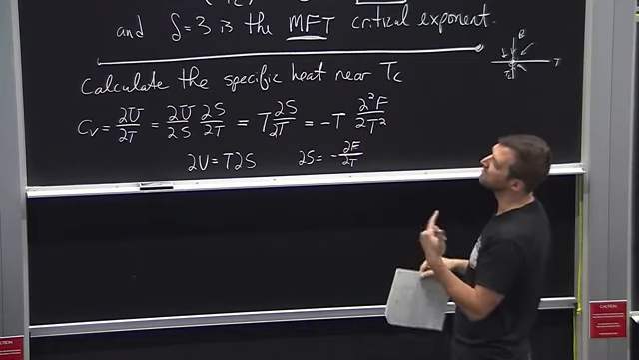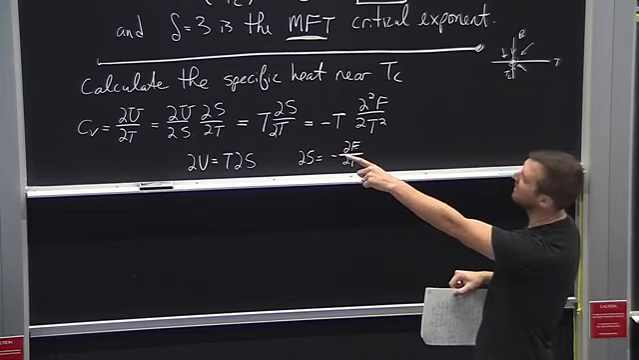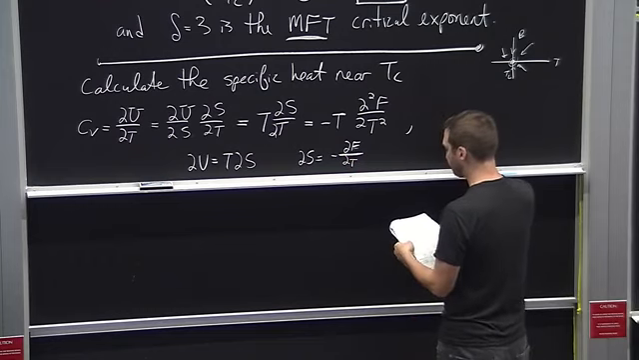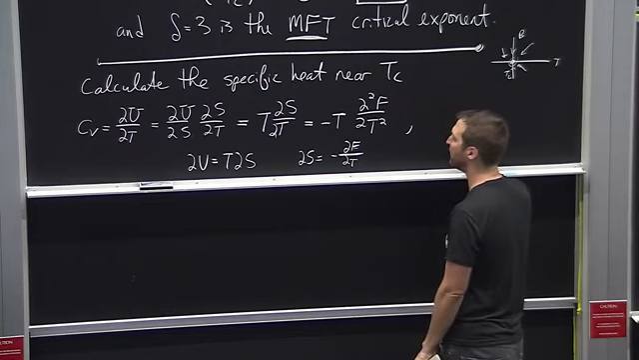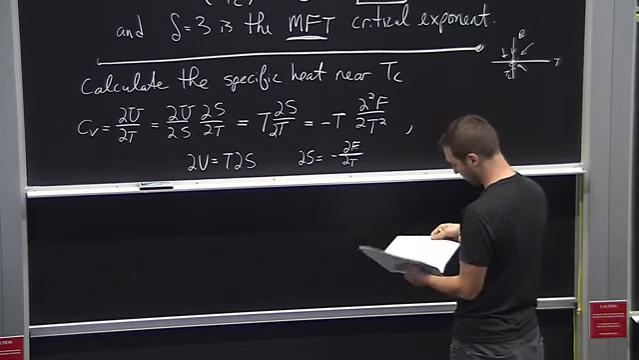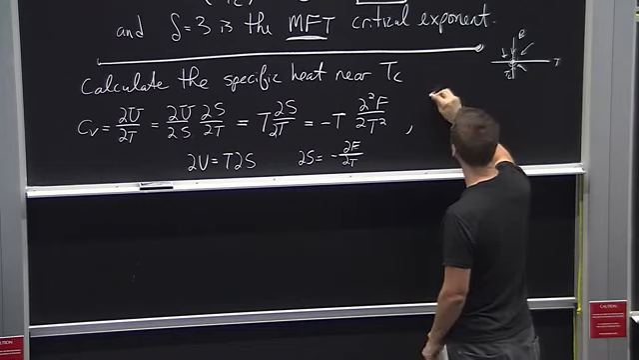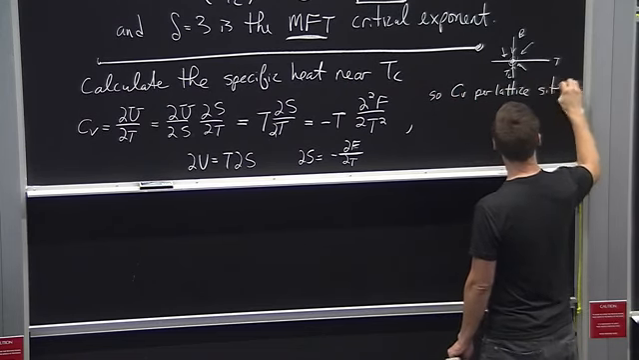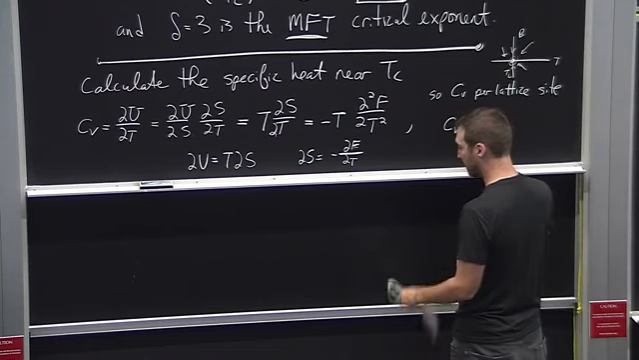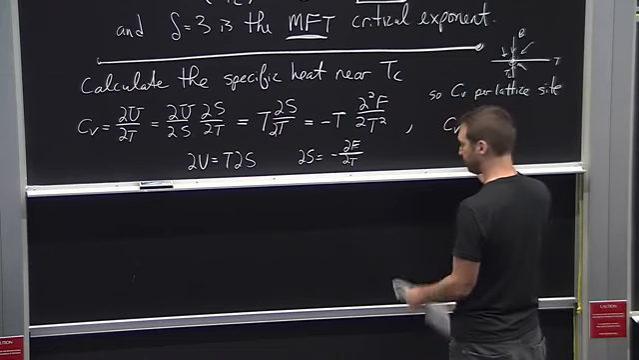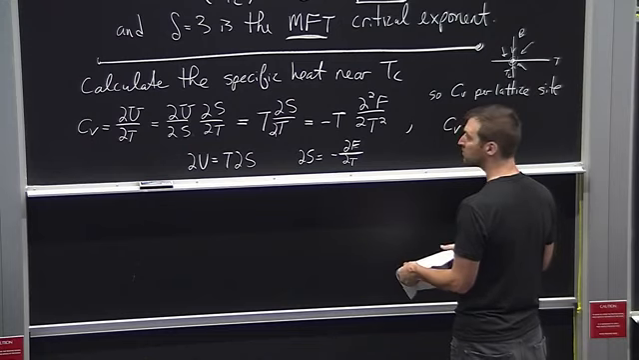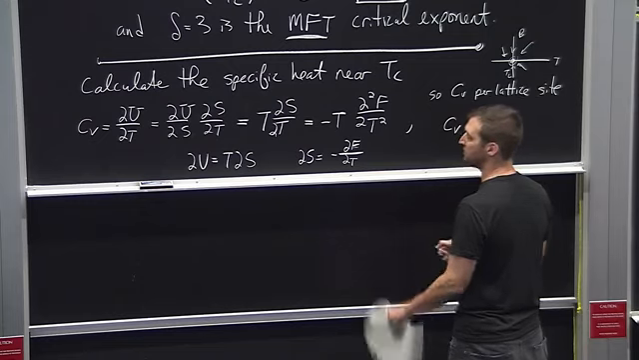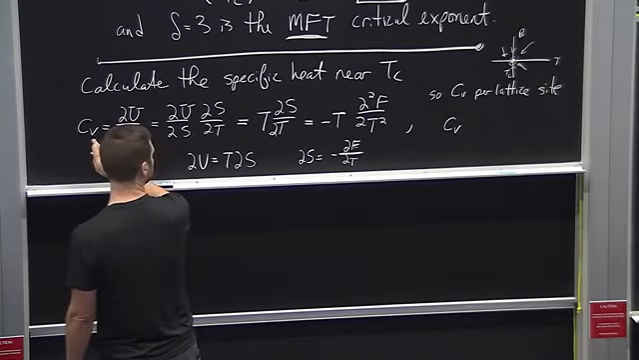And I have a free energy density. Well, I have a free energy up there. Big F is the free energy. So I could also say that this is, if I want the specific heat per spin, per lattice site, it should be specific heat per lattice site that's what I should have defined as CV. So this is the extensive CV here.